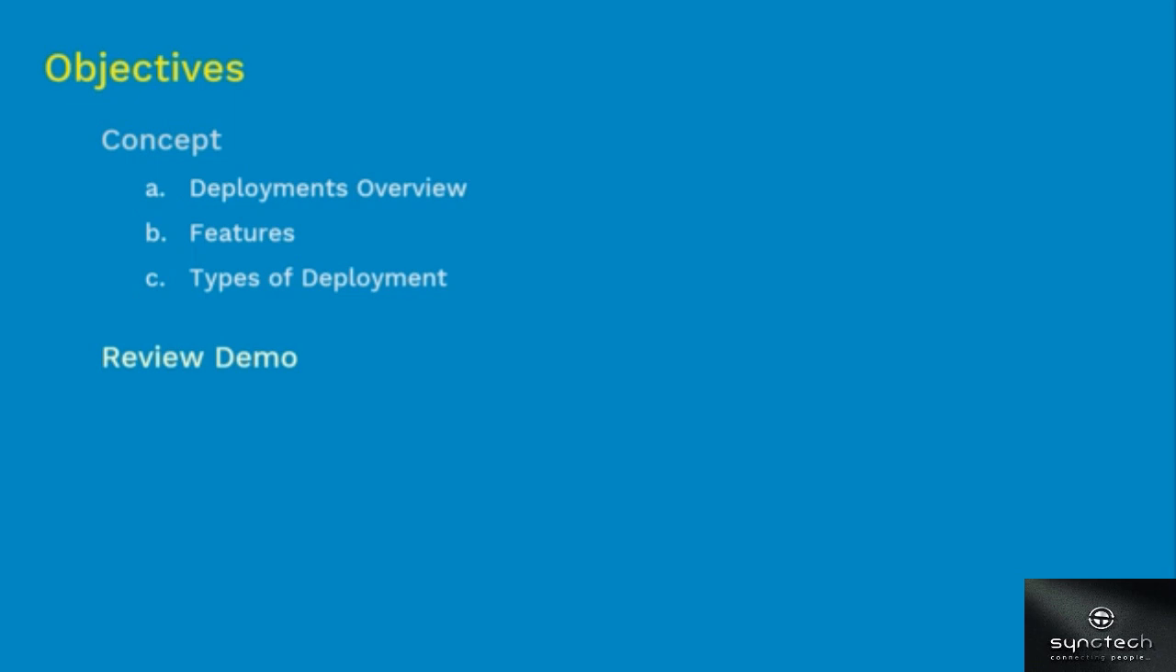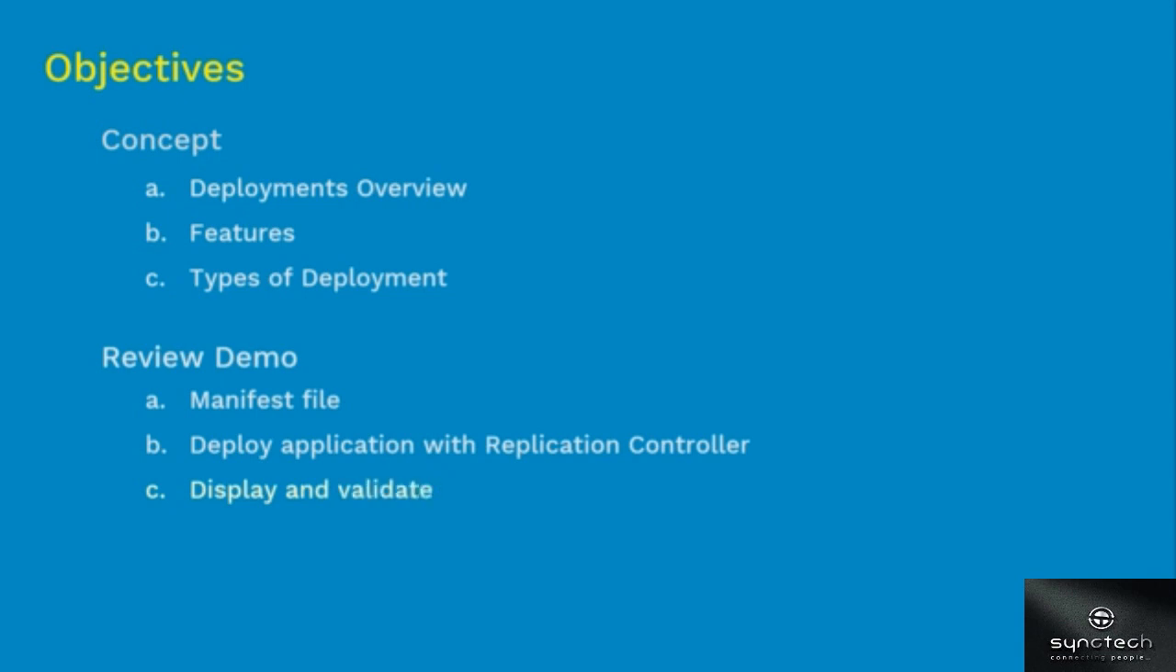In this review demo, I'll show you what goes inside the deployment manifest file. Once the manifest file is ready, we'll deploy the application using deployment. Then we'll execute a couple of commands to make sure it is deployed and the objects have been created successfully. After that, we'll test various use cases of deployment, such as update, rollback, scale up, and scale down. Finally, we'll clean up what we have created.